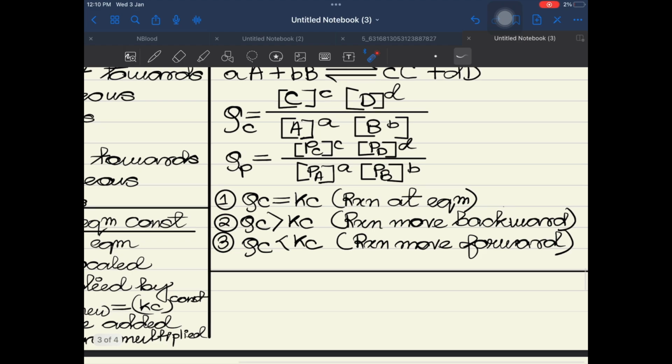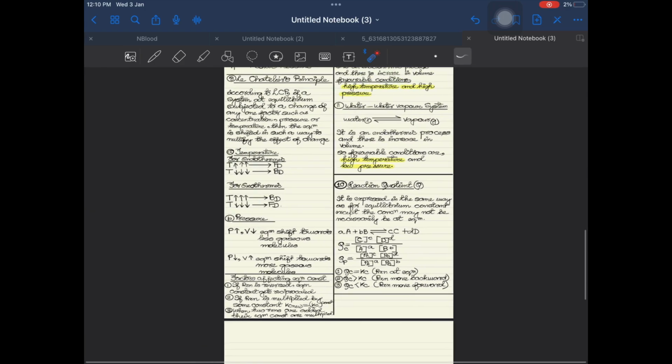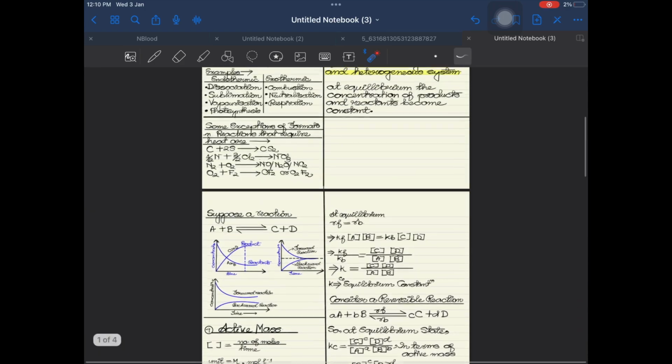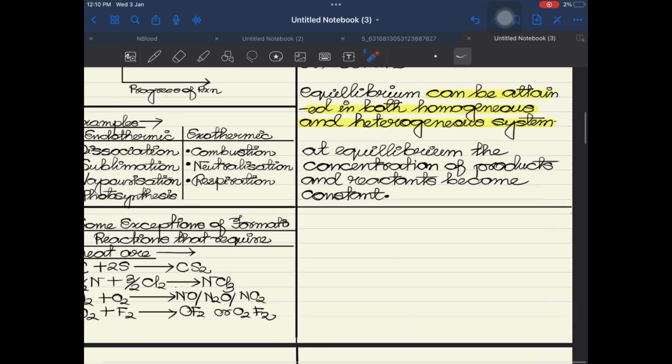Now when we compare Qc and Kc, if Qc is equal to Kc, then the reaction is at equilibrium. If Qc is greater than Kc, then the reaction will move backward, and if Qc is less than Kc, then the reaction will move forward. So these are some of the important points for the chapter chemical equilibrium you should know.